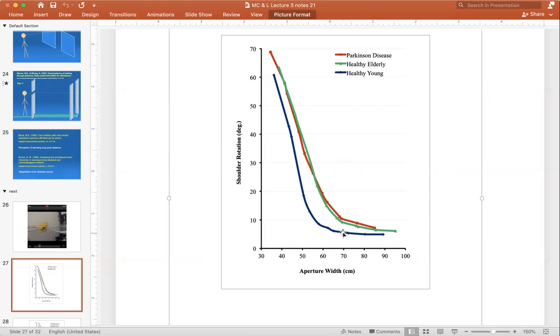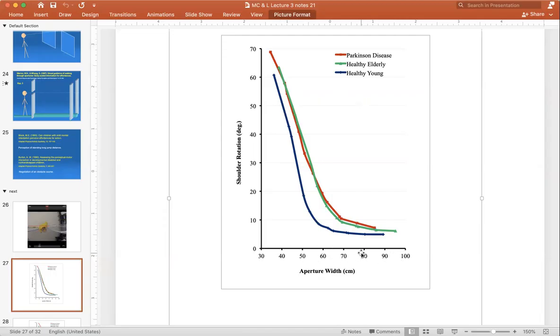Okay, then at a certain critical point here, which was, let's say about 55 centimeters, let's pretend, they started turning. And then they turned more and more as the doorway got narrower and narrower. And we find that the Parkinson's and the healthy elderly did the same thing, but they started turning at a different place. Now, this is absolute terms, the absolute width of the doorway.